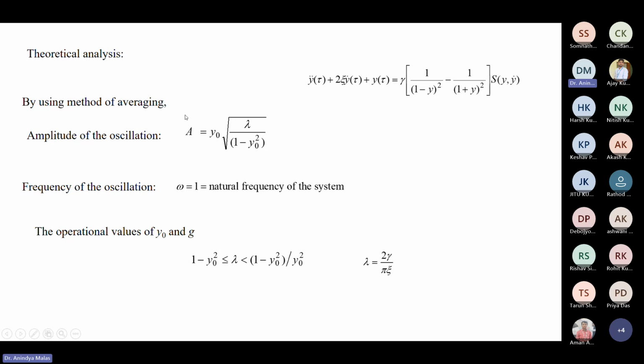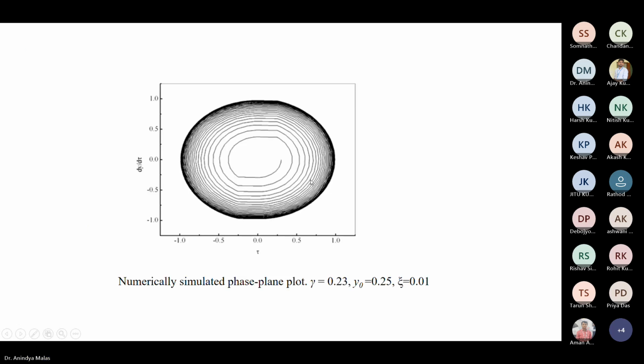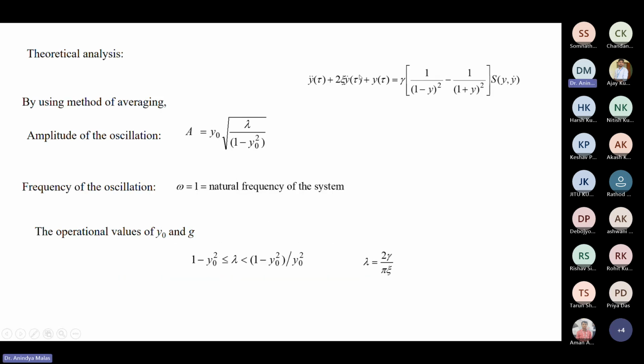From that, we can calculate the amplitude of oscillation, and you can see that in the main equation the coefficient of y on the left hand side is 1. That means the natural frequency of the system is 1. Also, we have done the averaging, and we see that the amplitude of oscillation is given by A, and the frequency of the oscillation is 1. That means it is equal to the natural frequency of the system.